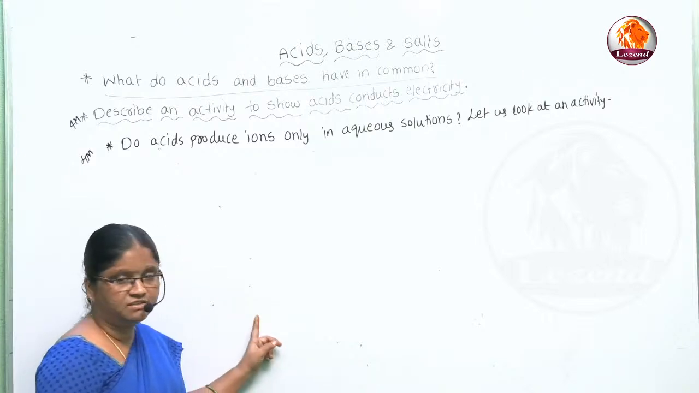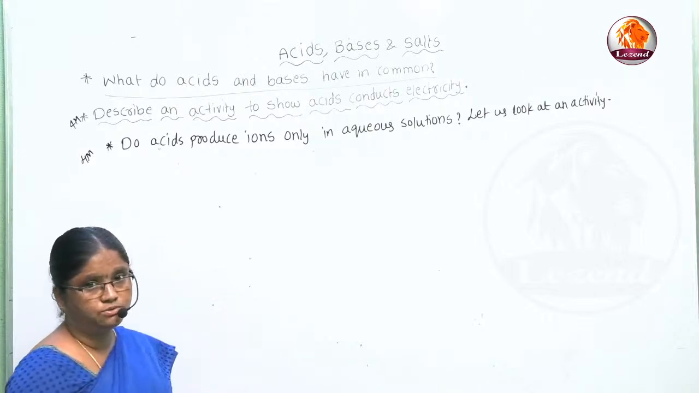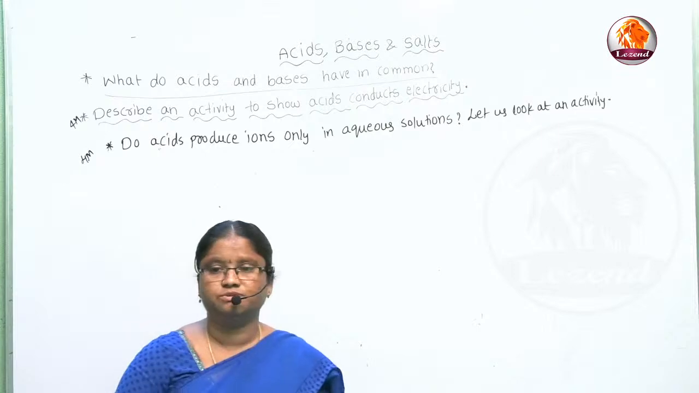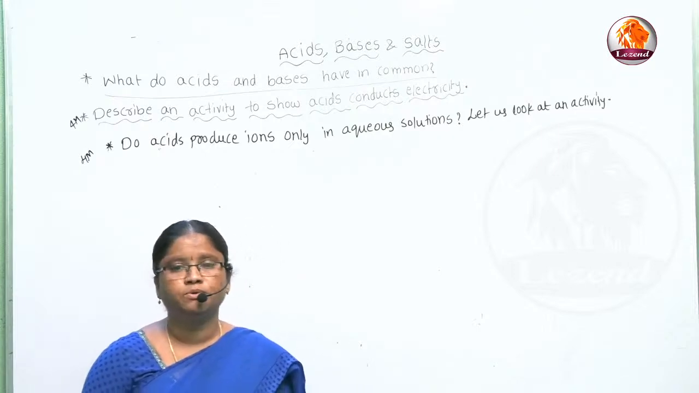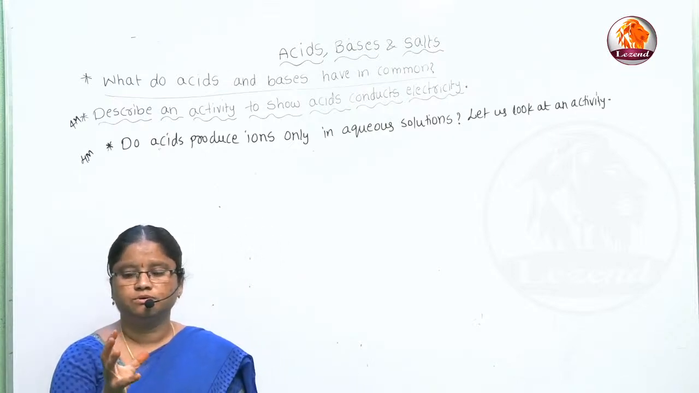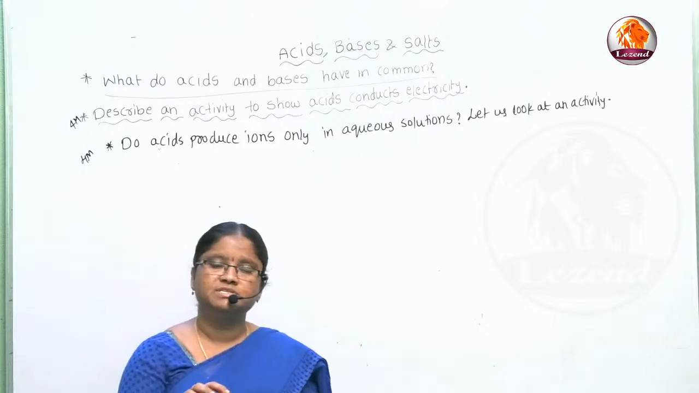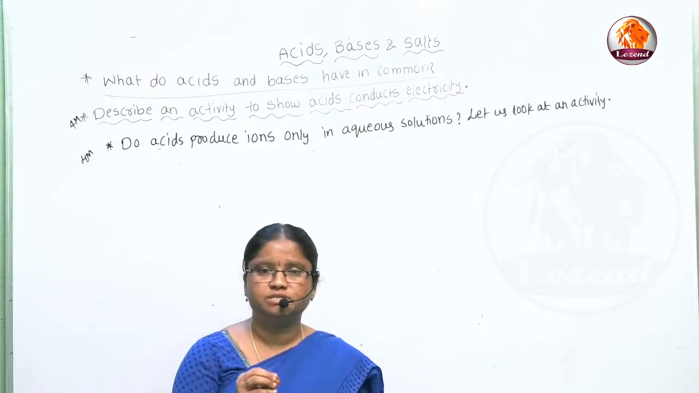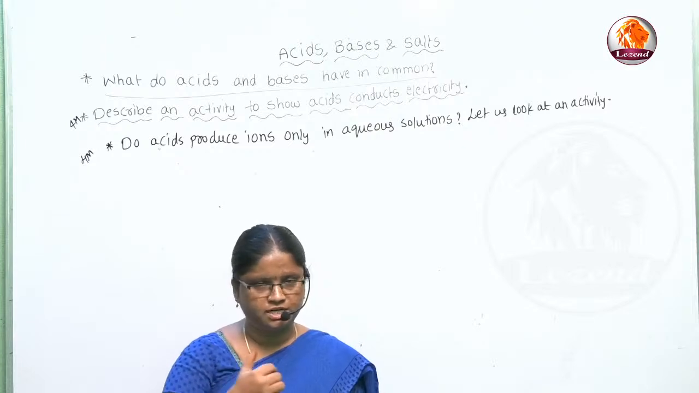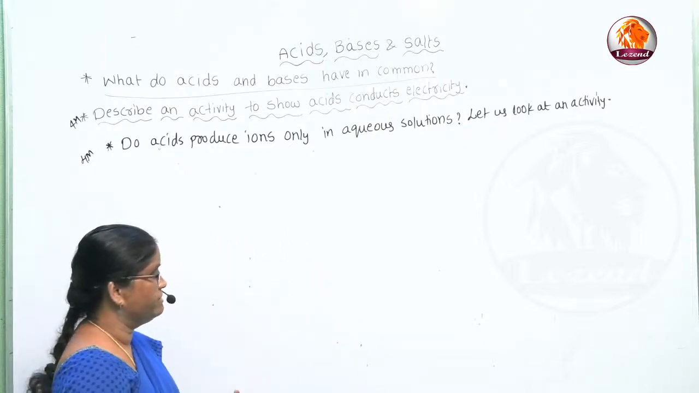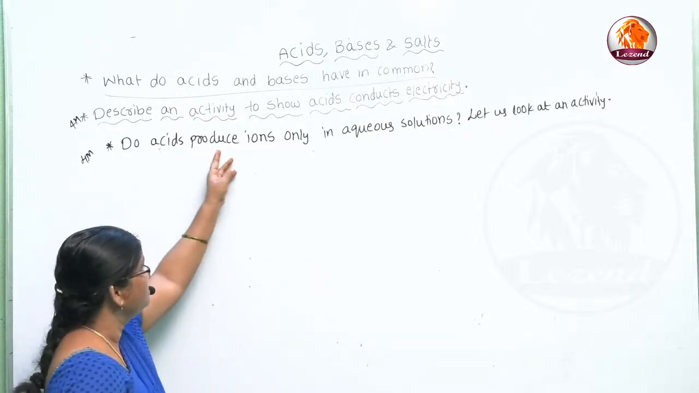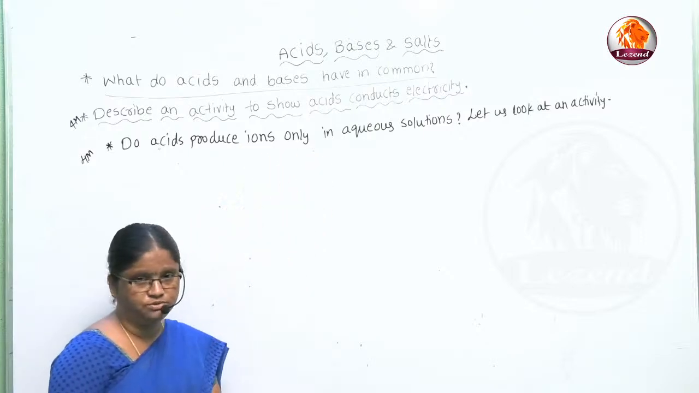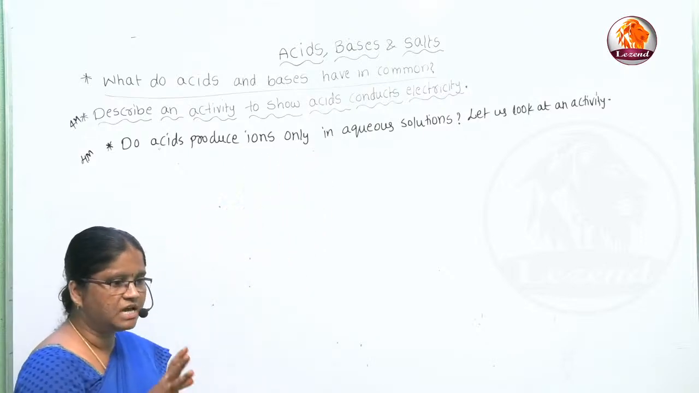Just now we have seen in the activity, in the dilute hydrochloric acid solution, dilute means it is mixed with water. The hydrochloric acid solution produces hydrogen ions, and the movement of hydrogen ions is responsible for the flow of electric current. In the same way, do acids produce ions only in aqueous solutions? What does aqueous mean?